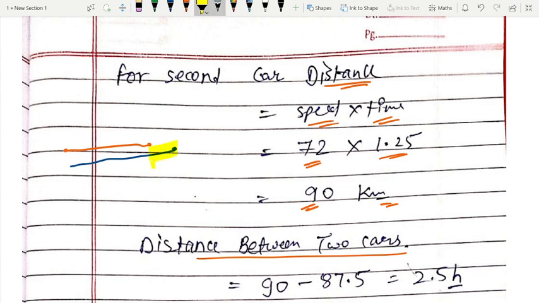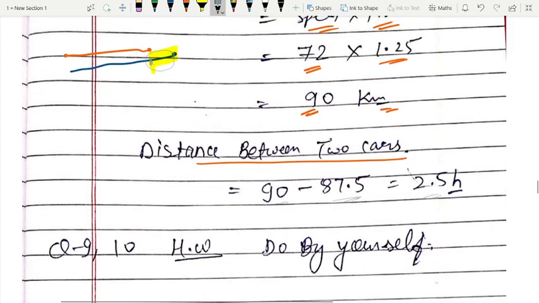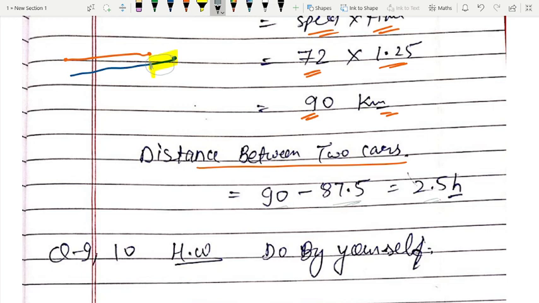So this distance we need to find out. Okay, this one. So how can we find out? We will just subtract the distance traveled by both the cars. So 90 minus 87.5, you will get 2.5 kilometer. Let me correct it: 2.5, not hour, it is kilometer.